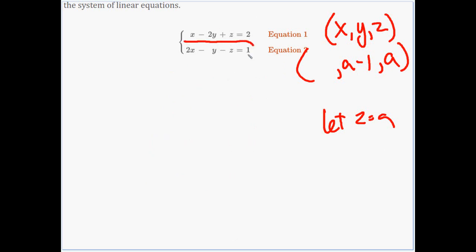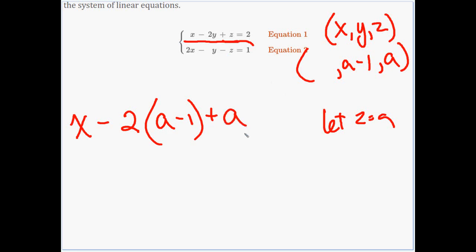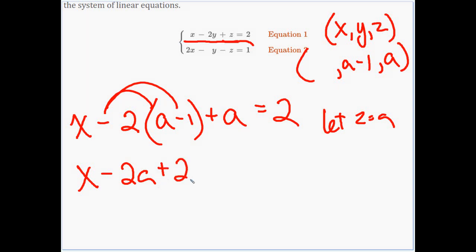Now let's plug the y and z into equation 1 and solve for x. So x minus 2 times y, and our y value is now a minus 1, plus z, and z we're letting equal a, and that's equal to 2. So let's get that x alone. Distribute the negative 2. We'll have x minus 2a plus 2 plus a is equal to positive 2. Let's combine some terms. We've got minus 2a and plus a, so that's minus a, plus 2 is equal to 2.